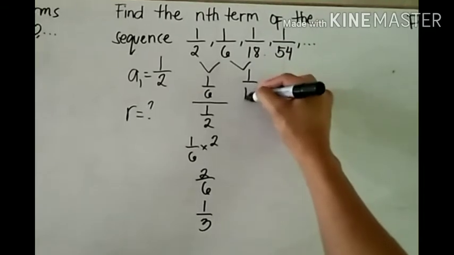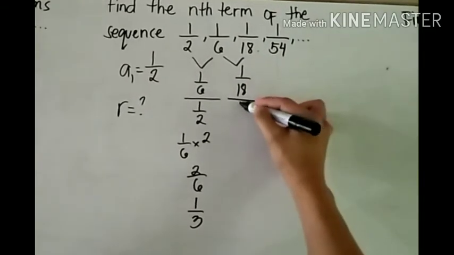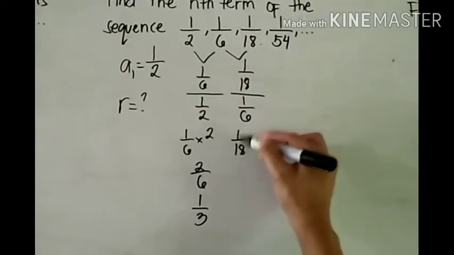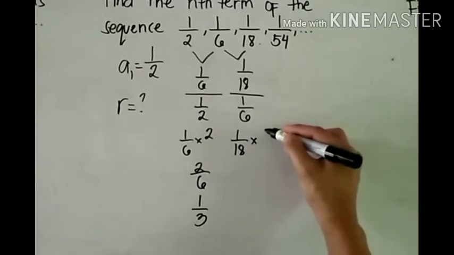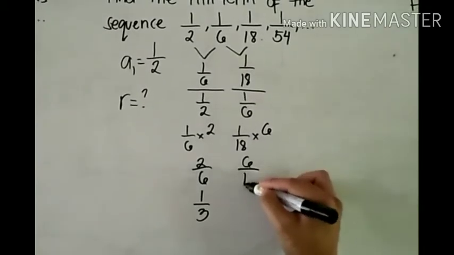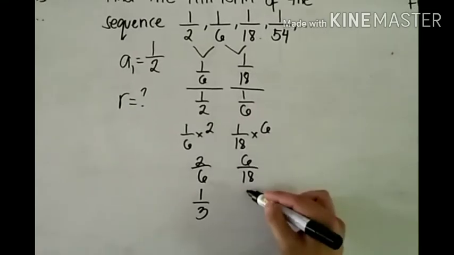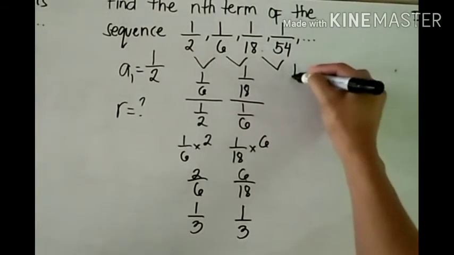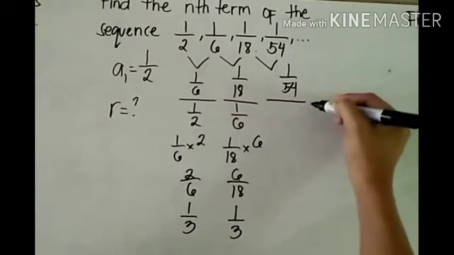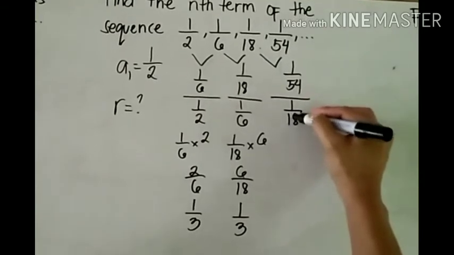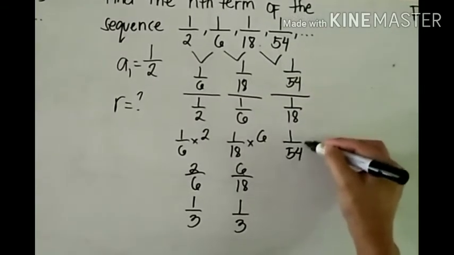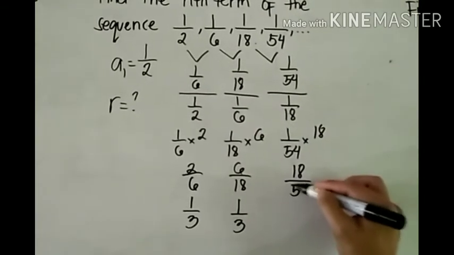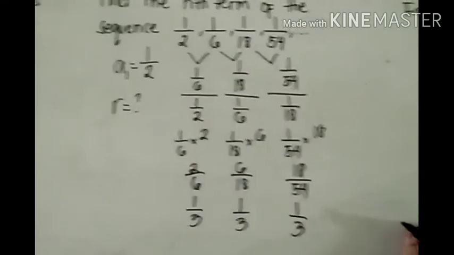So, ganun yung pagkuha natin ng common ratio, pero tignan natin kung common ba yan sa lahat. Next, we have 1 over 18 over 1 over 6. 1 over 18, ano ang reciprocal ng 1 over 6? 6 times 6. So, we have 6 over 18. We simplify this, that would be still 1/3. Kunin natin yung sa last. So, 1 over 54 over 1 over 18. So, 1 over 54 times reciprocal of 1 over 18 is 18. We have 18 divided by 54, still 1/3.